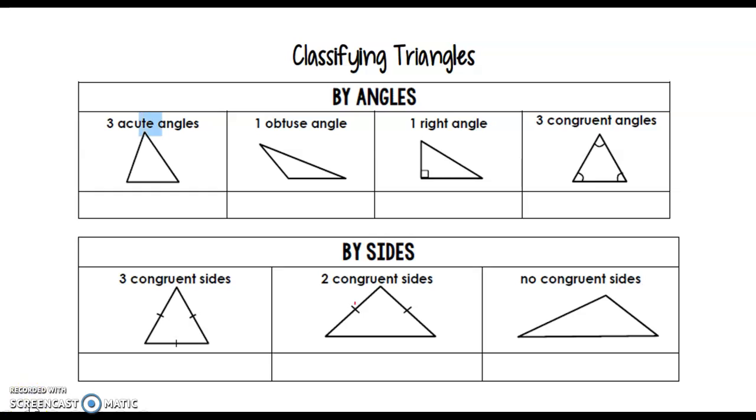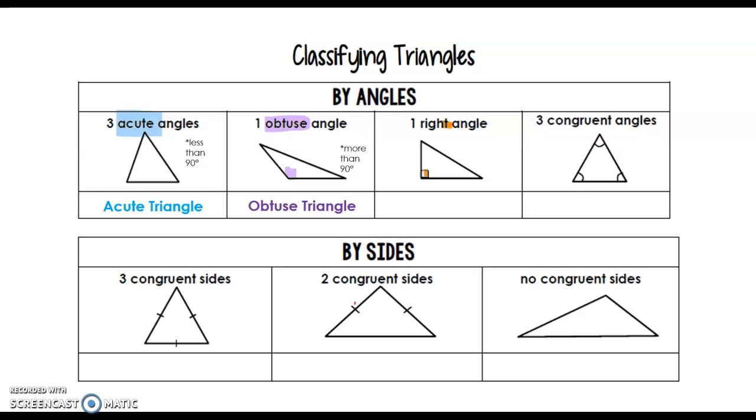So this first triangle we have 3 acute angles. So whenever we see the word acute, we're thinking less than 90 degrees. So it is an acute triangle. Acute means less than 90 degrees. And let's move on to the second one. We have one obtuse angle. Whenever we see the word obtuse, this means we have an angle that is greater than 90 degrees. And it would be an obtuse triangle.